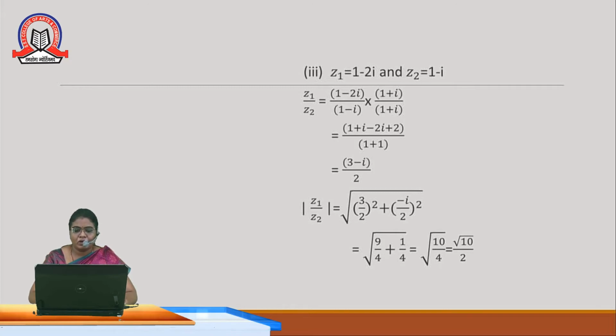Taking the modulus, root of 3 by 2 whole square plus, here we want to write the coefficient, not i, so minus 1 by 2 whole square. Therefore, the answer is 9 by 4 plus 1 by 4. That is equal to root 10 by 4, which is equal to root 10 by 2.